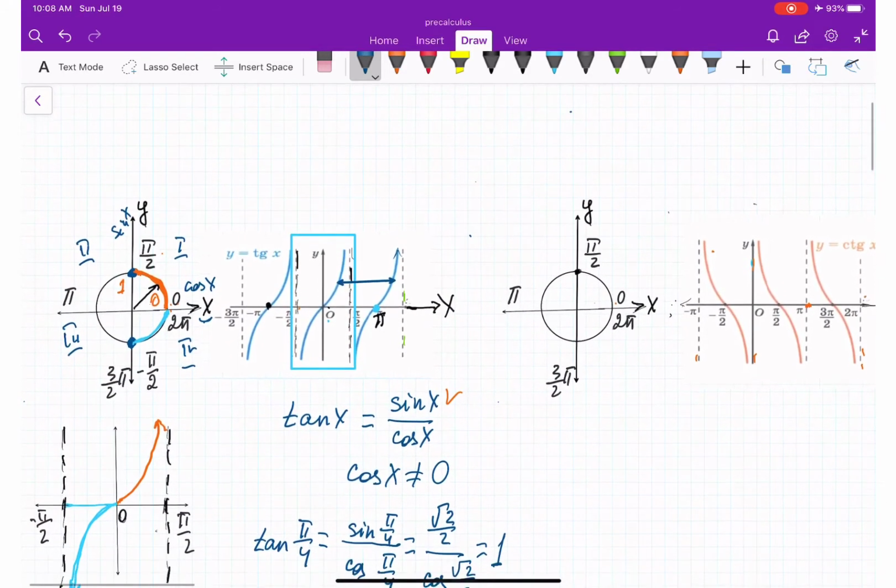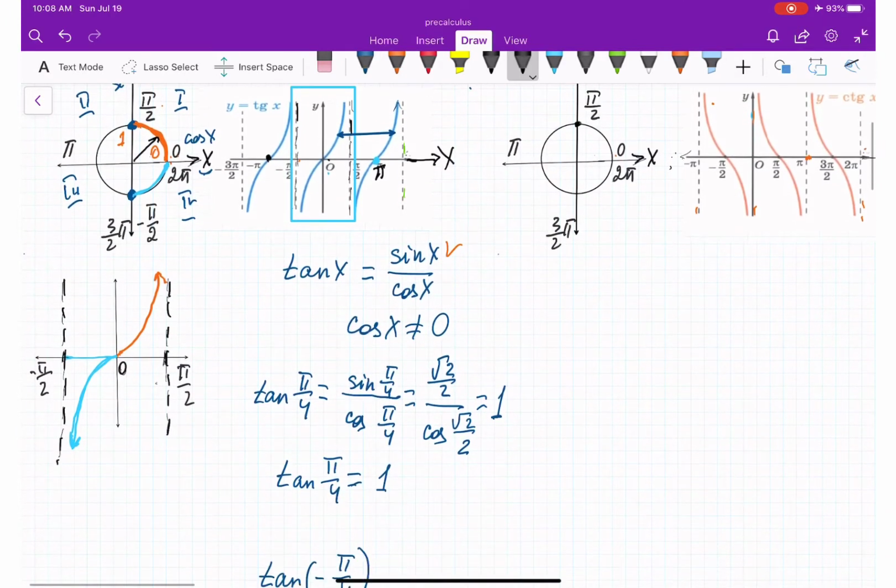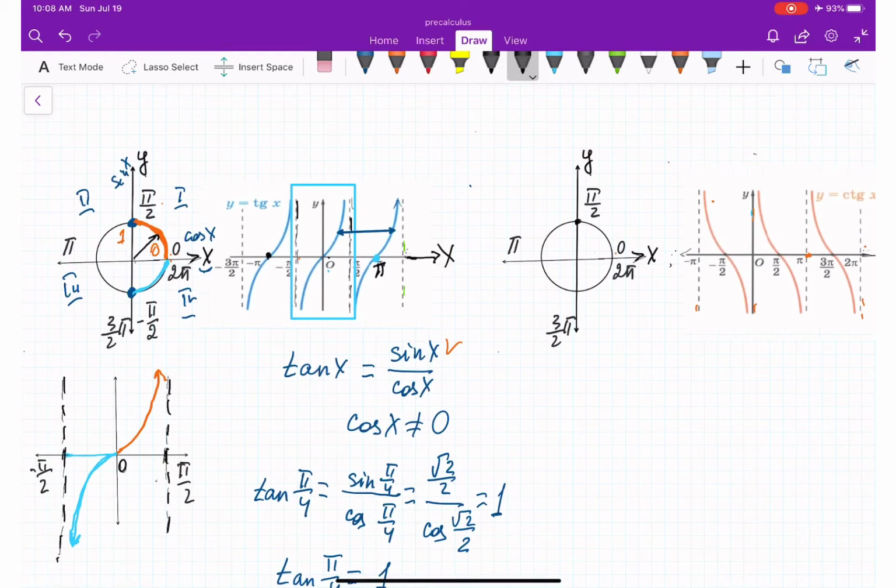So if I take tangent negative pi over 4, it's a negative 45 degrees. So negative 45 degrees, it's going to be this way, right? Because angle will go clockwise. Negative 45 degrees, in the fourth quadrant, we can say that y is negative, right? Here y is negative, and x is positive.